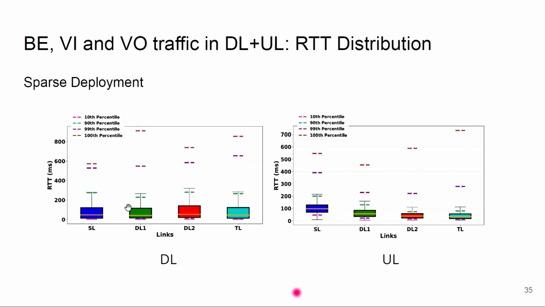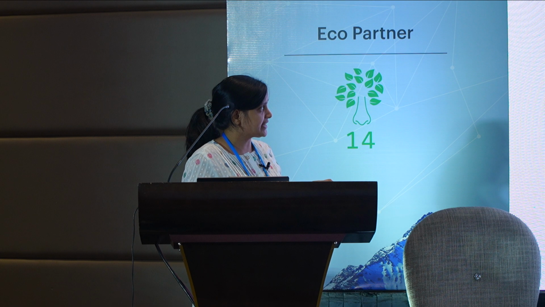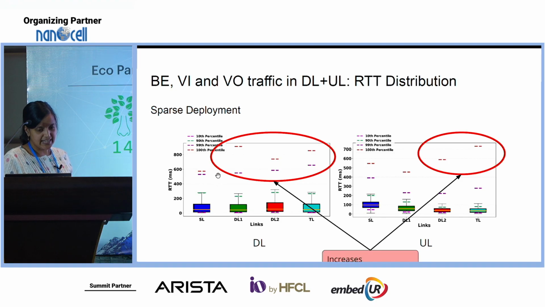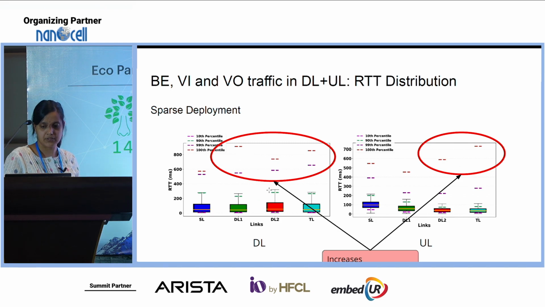So then I looked at TCP statistics. Okay? So this is the TCP round trip time, this is for downlink and this is for uplink. And this is a distribution. So how to read a distribution graph? This is the median, and this is the 25th percentile, 75th percentile, and the outliers that are coming. Now if we look closely, we see that compared to single link, the RTT, the higher order percentiles, are increasing.